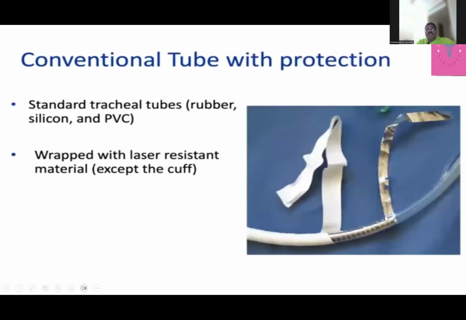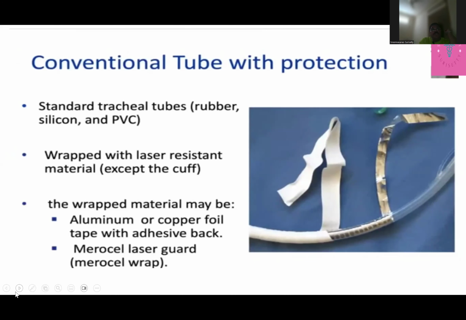Now conventional tubes with protection. We can provide some protection by wrapping the conventional tubes. Standard tracheal tubes, red rubber, silicone or PVC tubes, will be wrapped with a laser resistant material, but the cuff should not be wrapped here. So the cuff will be exposed. That is a disadvantage here.